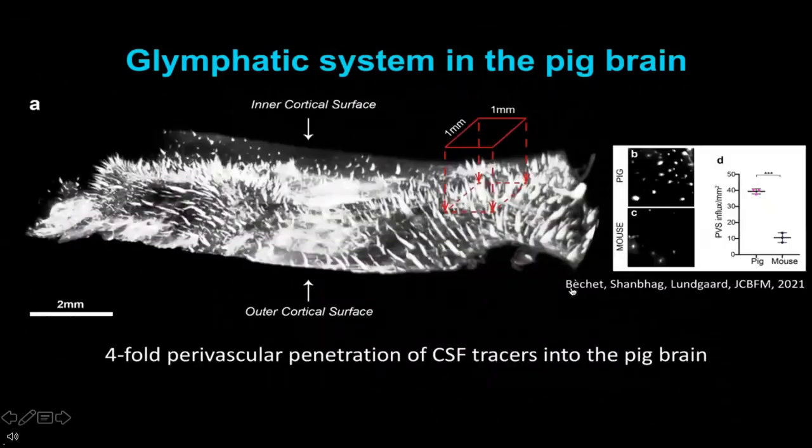And when doing a comparison here, we saw that the entry points for CSF influx were about 4 times higher in pigs than in the mouse cortex. And we also saw that the CSF traveled further along the larger caliber arterioles. So we believe that the glymphatic system is not only conserved, but is also perhaps even evolutionarily enhanced in larger mammals.